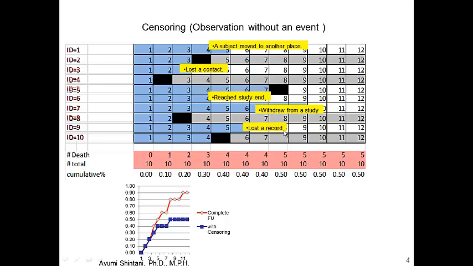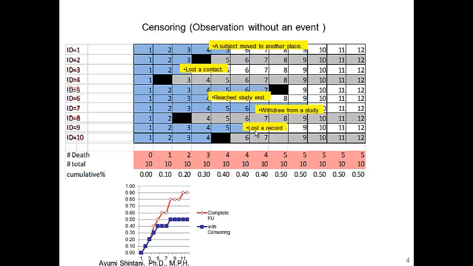And person number 9 was in fact followed until the end of the study, but we lost the medical record after day 6. So we couldn't identify what happened to this person after day 6. So these types of censoring occur very often in clinical research.